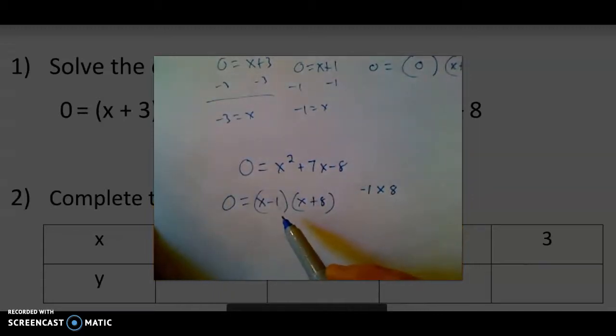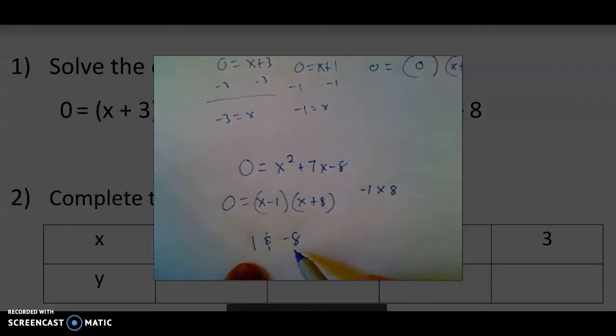So just like I did up above, what value for x will make this first parenthesis equal 0? And it would be positive 1. And what value for x will make this parenthesis equal 0? And it would be negative 8. So those are both solutions that will make the entire answer equal 0.